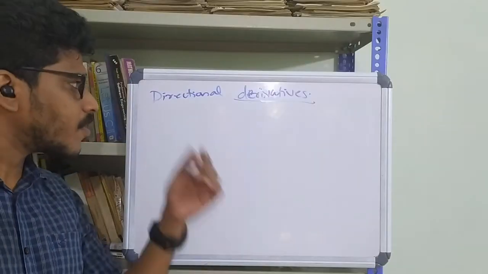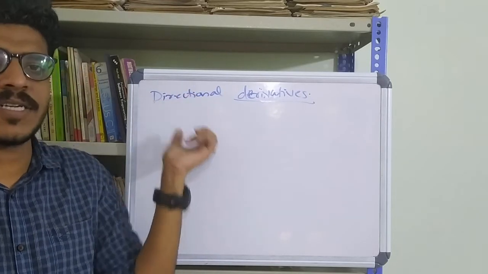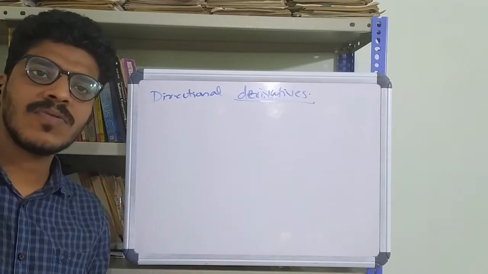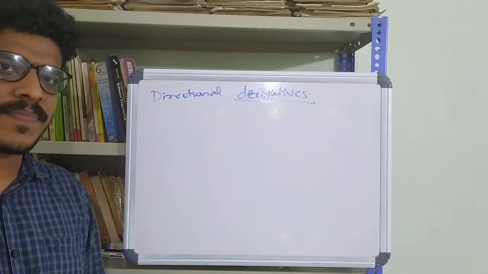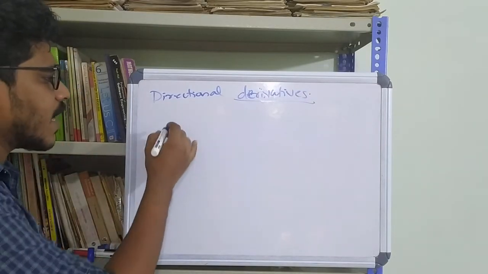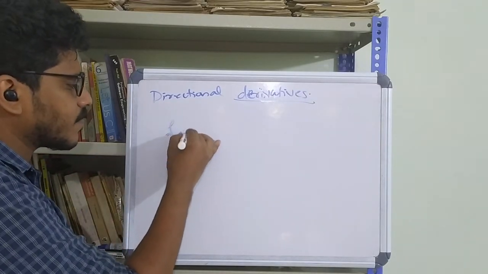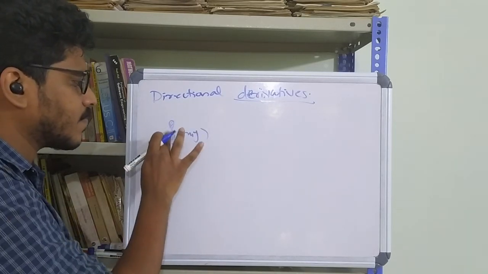We are familiar with the word derivatives, and what makes it special when we add directional? So how does this direction get involved with the derivative? That's the first question. Okay, so what was actually a derivative? Suppose we have a function f of x y.